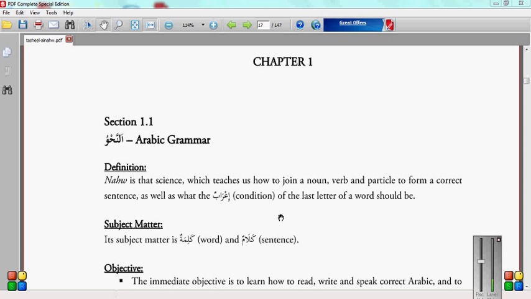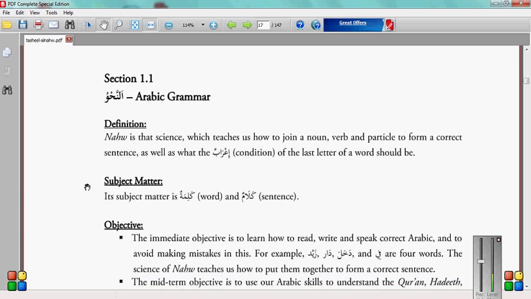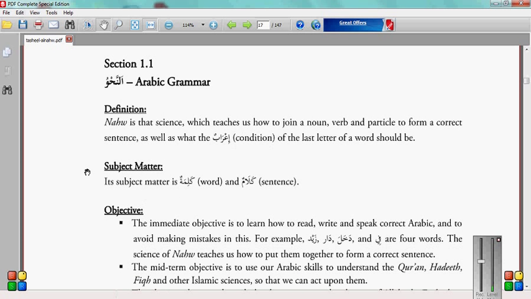Inshallah, in this first video, we will be introduced to Nahw, which is Arabic grammar. So, Nahw is best defined as that science which teaches us how to join a noun, verb, and particle to form a correct sentence, as well as what the i'rab of the last letter of a word should be.